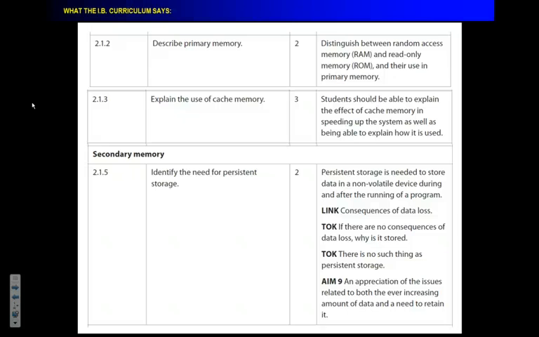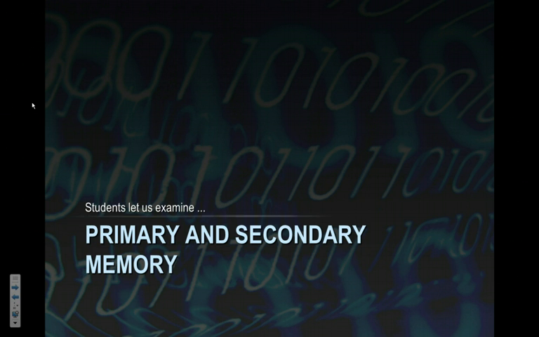Students should be able to explain the effect of cache memory in speeding up the system as well as being able to explain how it's used. And then finally, identify the need for persistent storage. Persistent storage is needed to store data in a non-volatile device during and after the running of a program. So we're going to make sure you guys know those terms, okay? There's even a couple links here to other things, including theory of knowledge, if you were interested what that means. But let's just focus on what I mean by this.